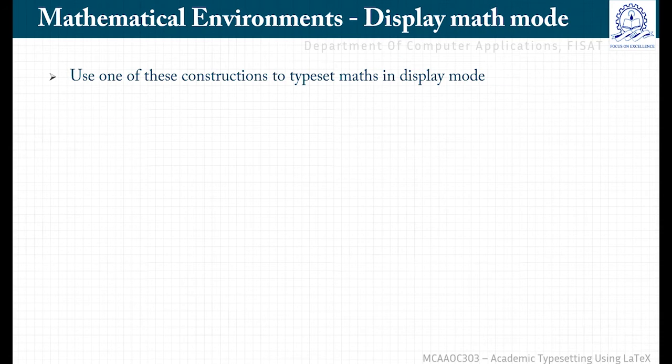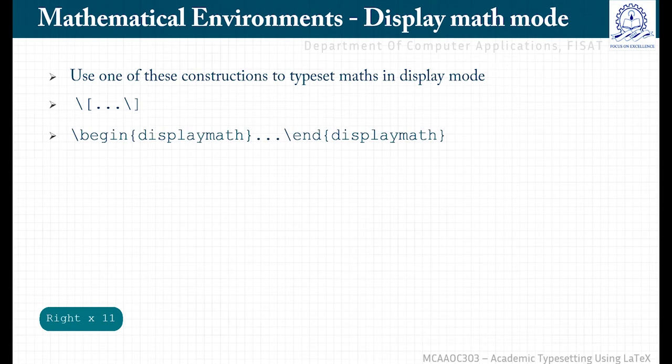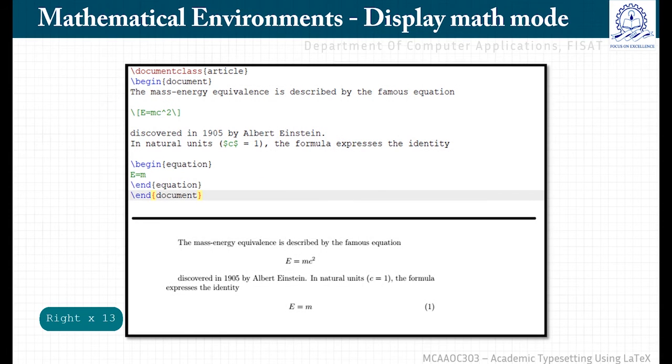Coming to the second mode, display math mode. Use one of these constructs to typeset math in display mode. First one is, instead of parenthesis, we can use square brackets. Second option is to use the displaymath environment. For that you can enclose the equations or mathematical text within the begin displaymath, end displaymath pair. And the last option is the begin equation, end equation environment. See the example. The code is self-explanatory.